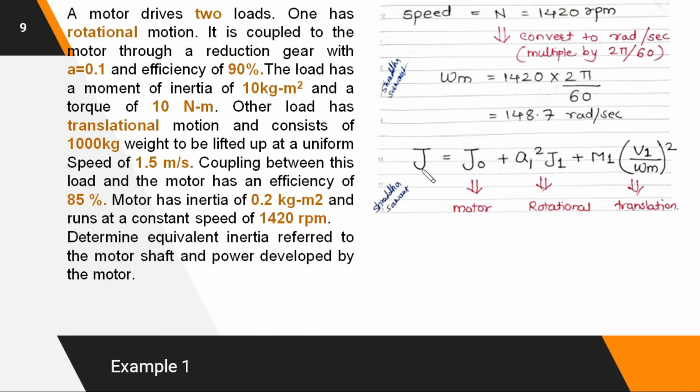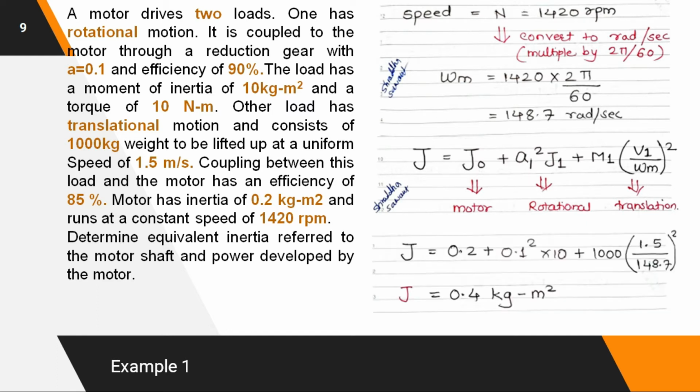So here in this numerical, two loads are present. So total J will be equal to the moment of inertia or equivalent parameter J0 with respect to the motor, plus this term with respect to the rotational load, and this term with respect to the translation load. These terms we have taken from the formulas in the previous slides. Just put the values from the data. You will get J equal to 0.4 kg meter square.